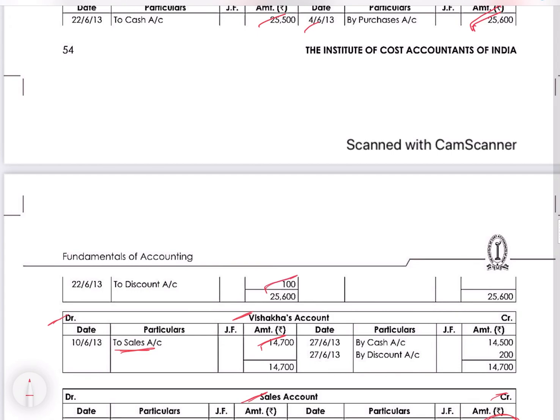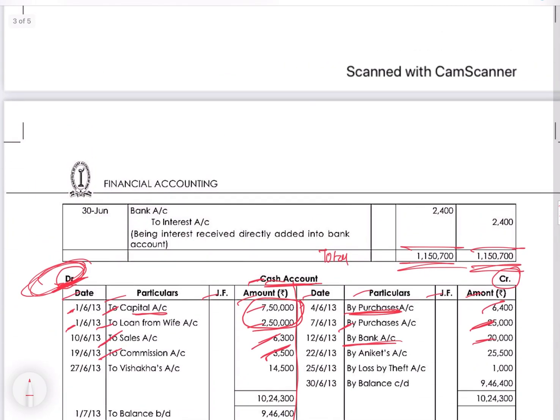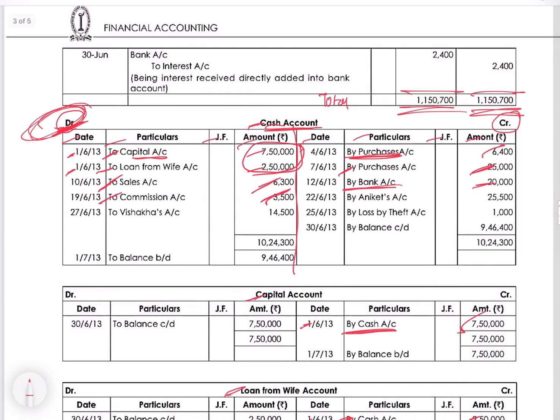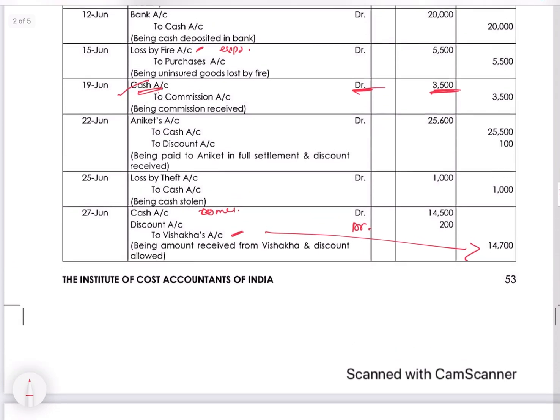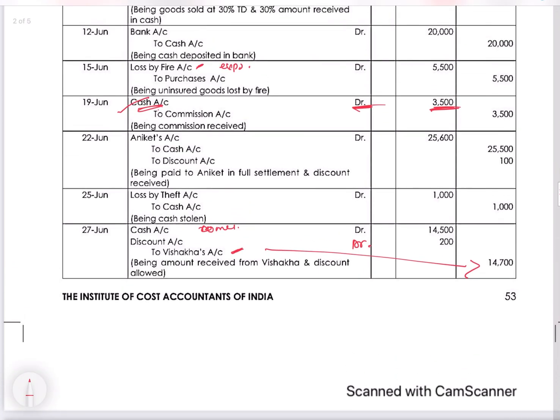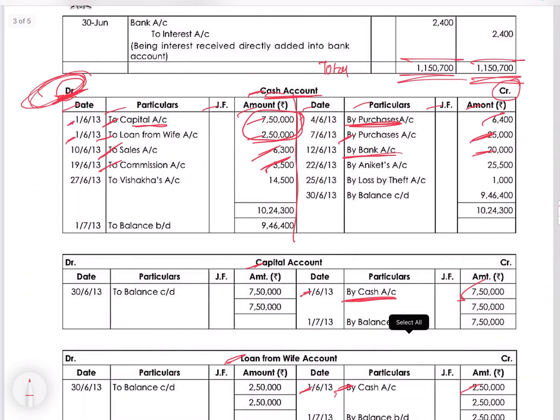Correct? Right? These two. Next, cash account. Cash account has to be credited, correct? See the journal entry, you will understand that. Cash account should be credited, correct? Cash account to be credited 25,500. So I'll go to cash account, credit 25,500.